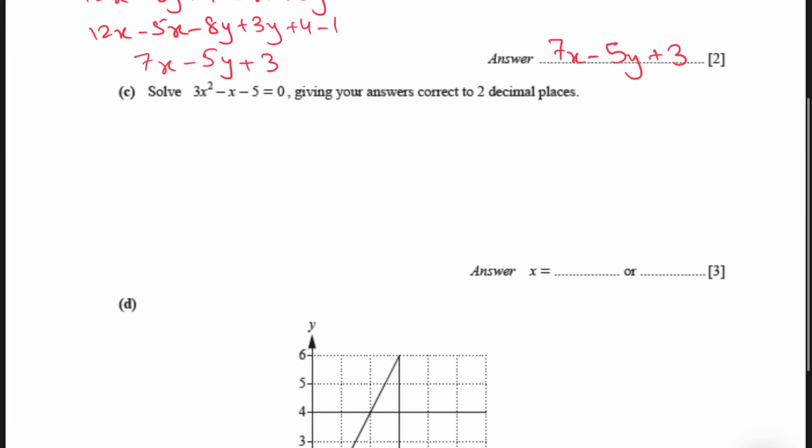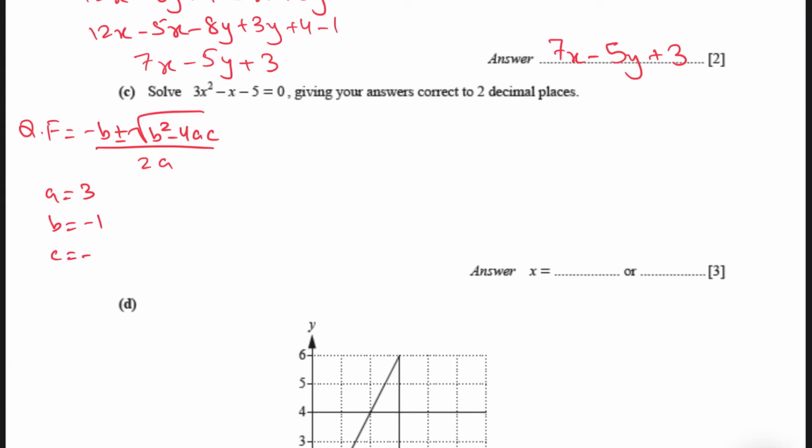Okay, the next part says solve 3x squared minus x minus 5 equal to 0, giving your answers correct to 2 decimal places. Of course, you use the quadratic formula, which is minus b plus minus under root b squared minus 4ac, divided by 2a. In this question, a is going to be 3, b is going to be negative 1, and c is going to be negative 5. Okay, let's use this formula.